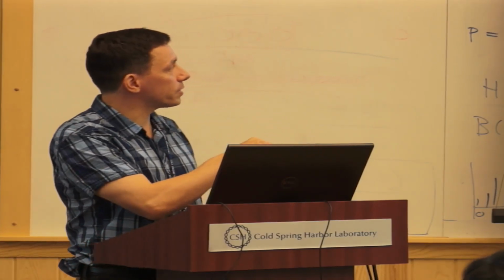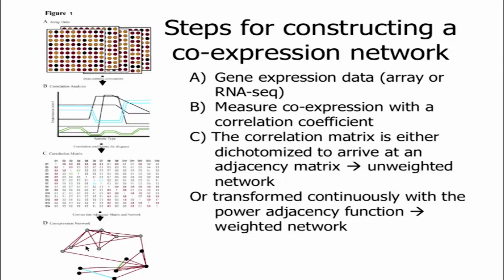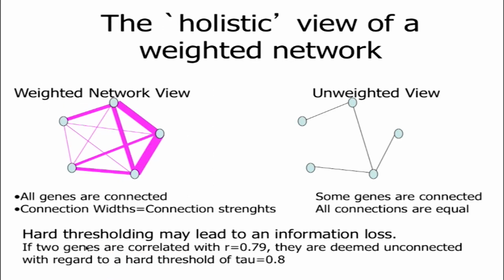One way to turn a correlation matrix into an adjacency matrix is simply to threshold it. You say if the correlation is bigger than 0.8, I connect two genes, and if it's less than 0.8, I don't. Then the adjacency is 0. But in the weighted network analysis, we take what I call the holistic view. We assume everything is connected, but what differs is the strength of the connections. There are some genes that are highly connected, indicated by a thick line, and some genes that have only a negligible connection, indicated by a thin line.